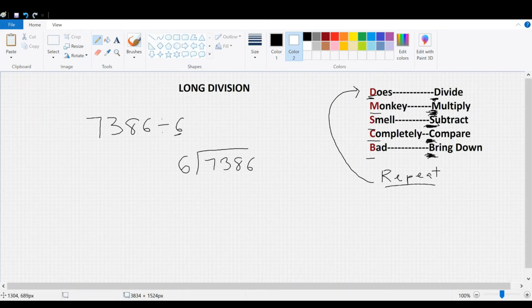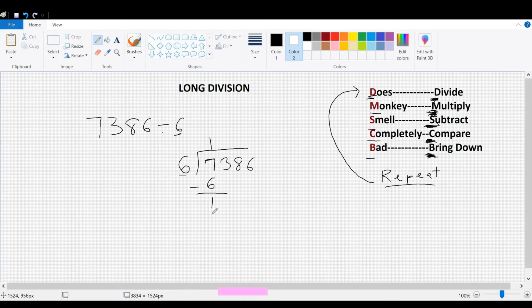The first step to do long division is divide. Think this question to yourself. How many groups of 6 can you make out of 7? Easy, one group. Now that we're done with divide, we move on to multiply. 6 times 1 is 6. Then we subtract. 7 take away 6 is 1.